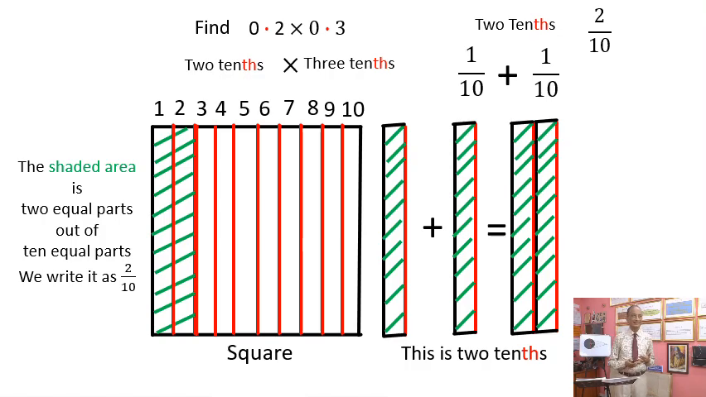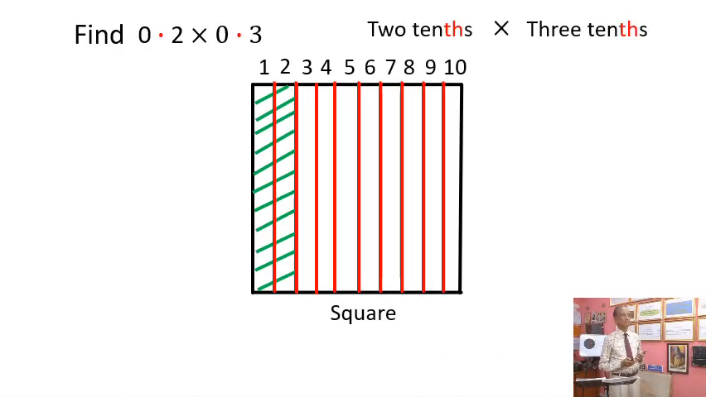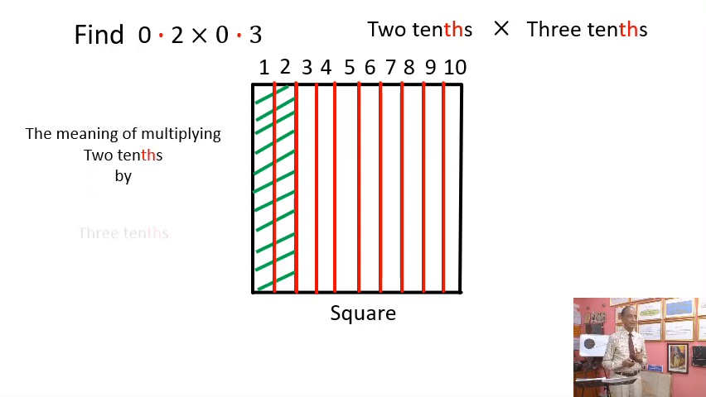Let us go further. So 0.2 we got. So this 0.2 is to be multiplied by 0.3. This is a very crucial step in the entire process. So please listen to me very, very carefully. So the meaning of multiplying 2 tenths by 3 tenths is this. That is 0.3.